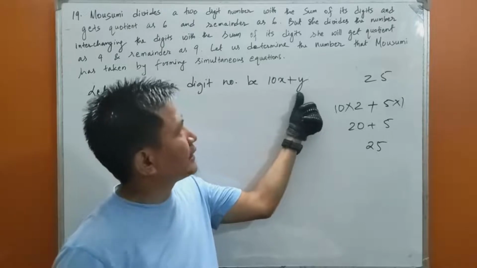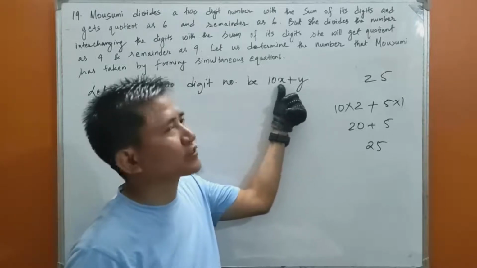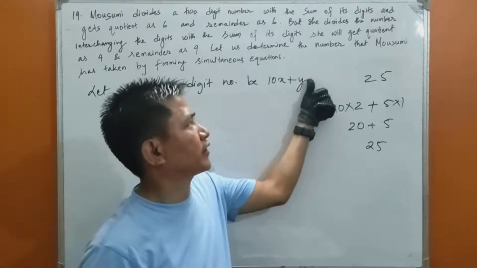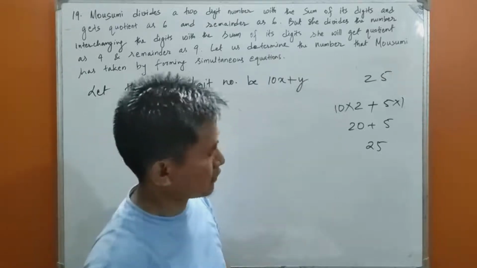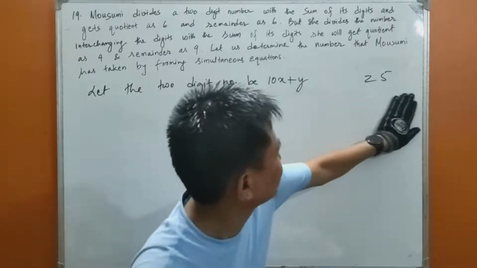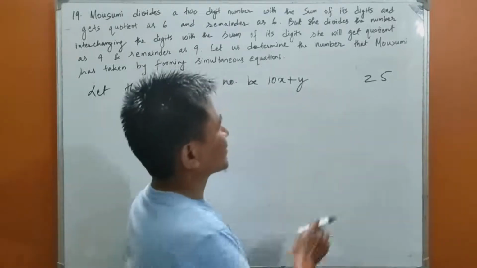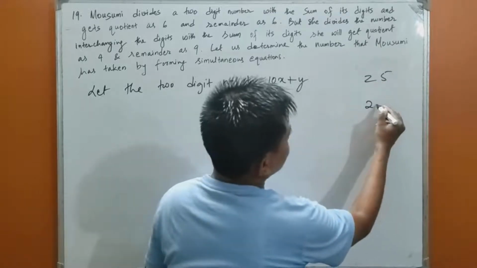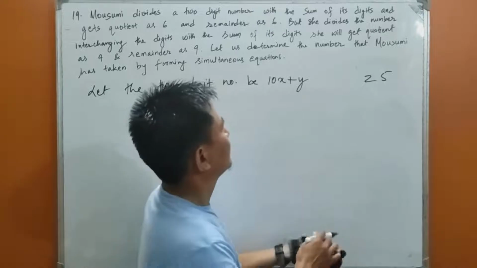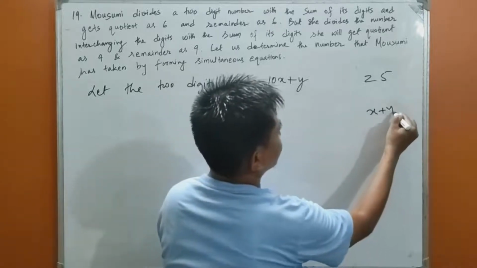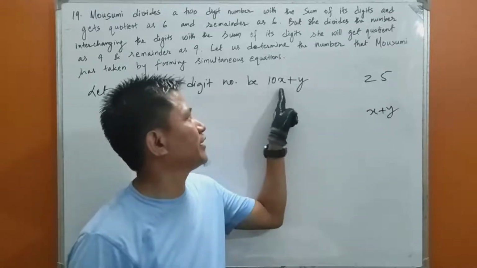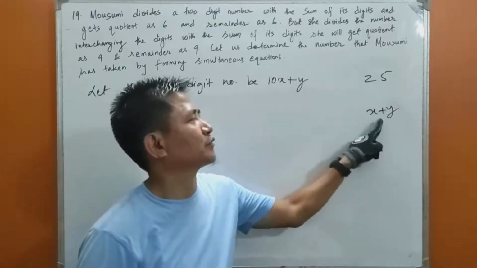Similarly, y is the number in the unit place and x is the number in the tens place. So x is multiplied by 10 and y is multiplied by 1. Okay, y into 1 is 1. Sorry, y into 1 is y. Okay, now in this case sum of 2 digit is 2 plus 5, isn't it? And in this case sum of 2 digit is x plus y. Okay, in this case sum of 2 digit is 2 plus 5. Similarly, in this case sum of 2 digit is x plus y.